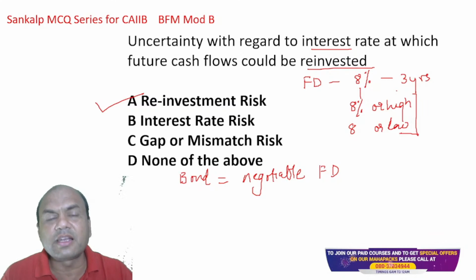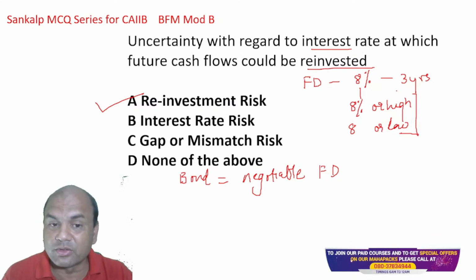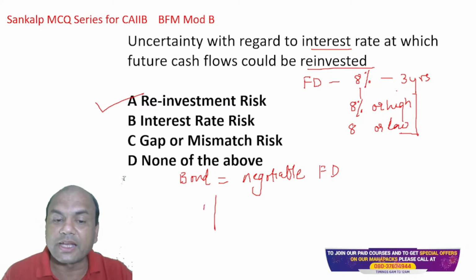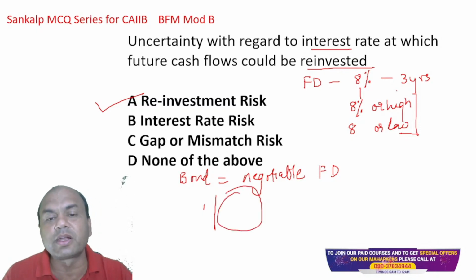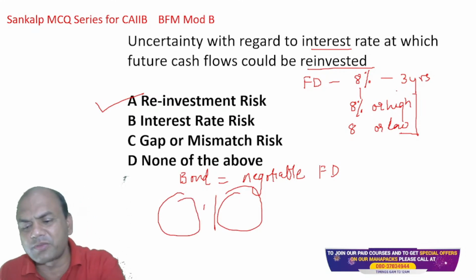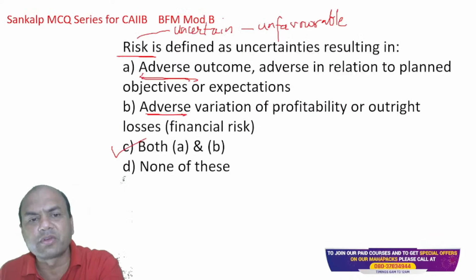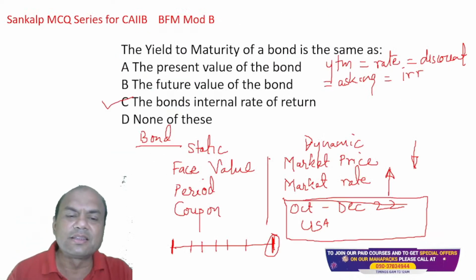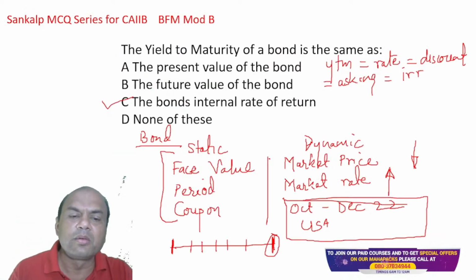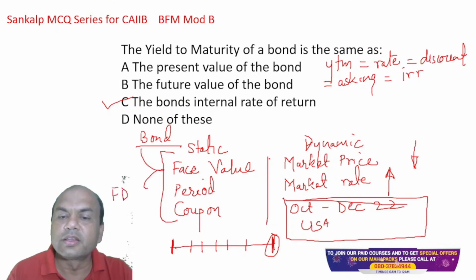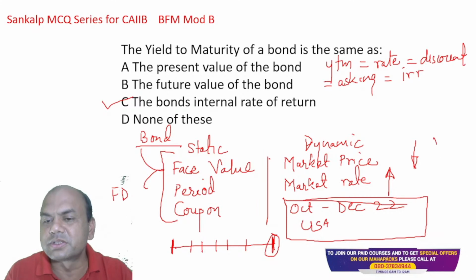But bond is slightly different from FD. That's why, what did I say? Those three elements, static and dynamic. These dynamic ones are bonds. That is the difference between bond and FD. Otherwise, these three terms, static ones, are the same as those of the FD. For these three terms, bond and FD are both the same. This is the only part which changes in bonds.